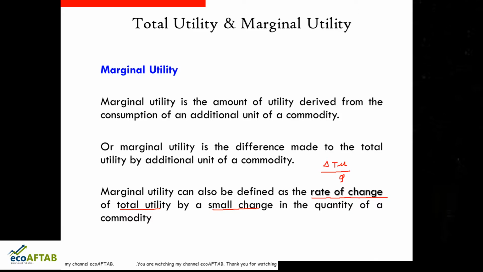Change in total utility because of change in quantity is what is marginal utility. So this rate of change is what it is telling us. Here I told you all, marginal utility is the difference, that is total utility n minus total utility n minus 1. So this is one way of understanding what is marginal utility. This is another way of understanding what is marginal utility.